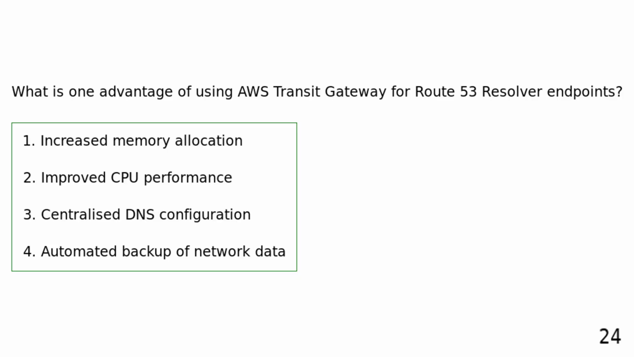What is one advantage of using AWS Transit Gateway for Route 53 resolver endpoints? Increased memory allocation. Improved CPU performance. Centralized DNS configuration. Automated backup of network data.